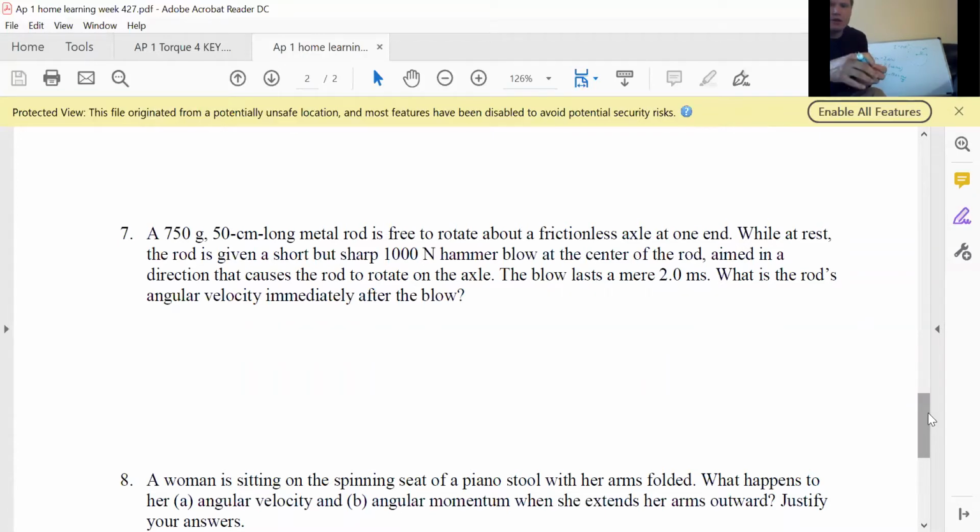It says that we're given a short but sharp 1,000 Newton hammer blow at the center of the rod, aimed in a direction that causes the rod to rotate on the axle. The blow lasts a mere 2 milliseconds. So keep in mind, we don't deal with milliseconds in our equations. They're set up so that we deal with standard SI units. So that would be 0.002 seconds, not 2 milliseconds. All right, so I want to know what is the angular velocity immediately after the blow.